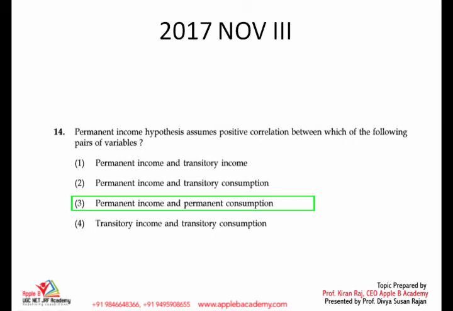2017 November paper 3, permanent income hypothesis assumes positive correlation between which of the following pairs of variables? Permanent income, transitory consumption, permanent income, permanent consumption, transitory income, transitory consumption. So obviously the answer to this question is going to be 3, that is permanent income and permanent consumption. Because in the long run, we had stated the fact that the transitory income will not affect, or transitory consumption will not have any effect on the consumption spending patterns of permanent income and permanent consumption.